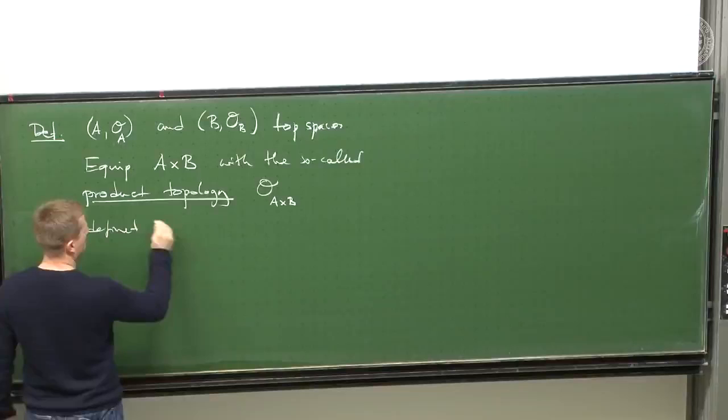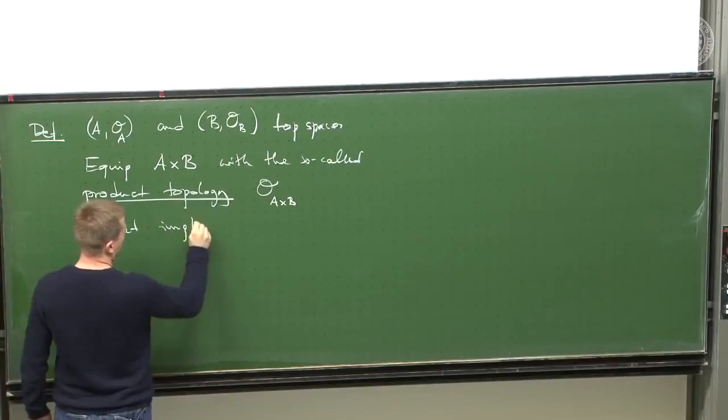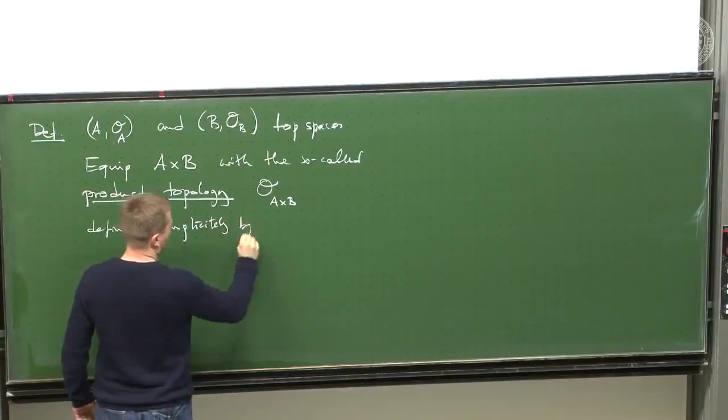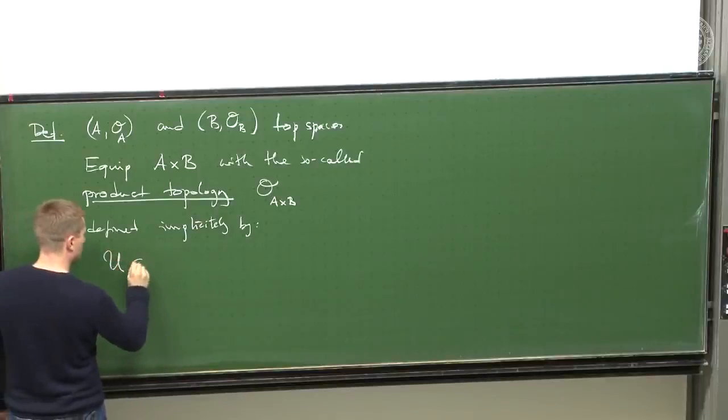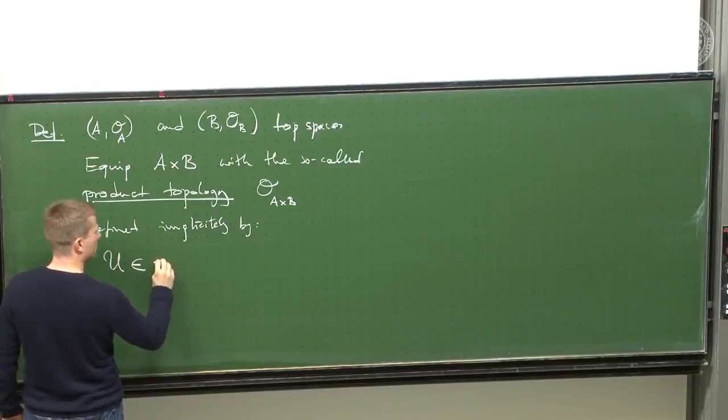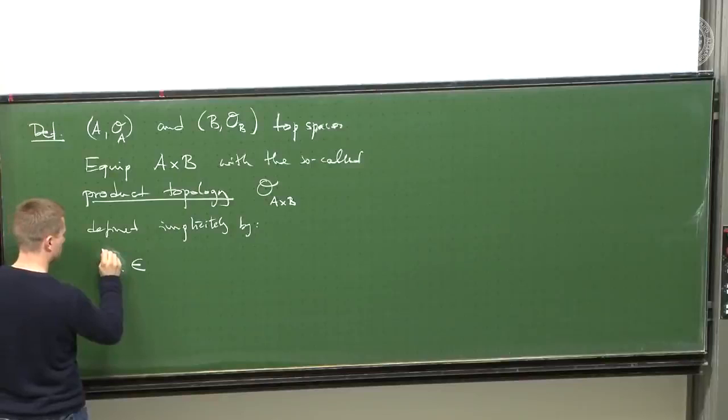Defined implicitly by: U is an element of, let's call it W.